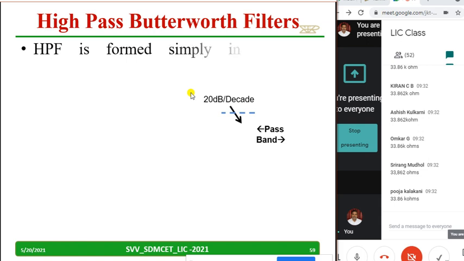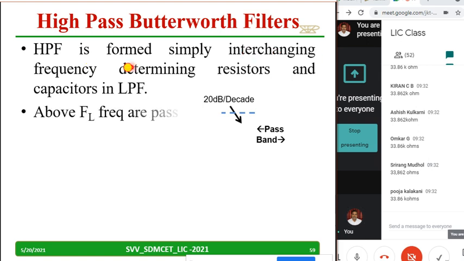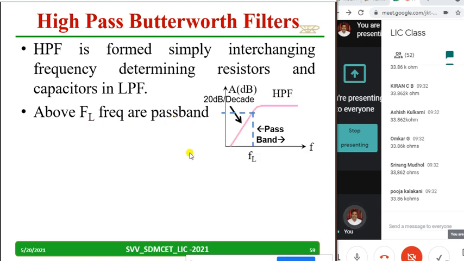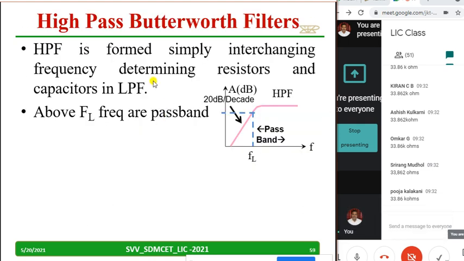High pass Butterworth filter. It is found simply by interchanging the R and C. Above FL, frequencies are pass band. This is a pass band, this side is a stop band. And because it is a first order, you are going to get 20 dB per decade. So just read it once or twice.